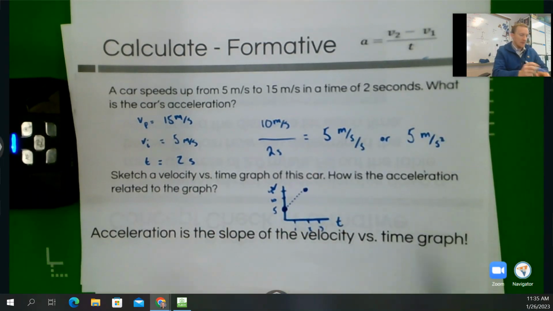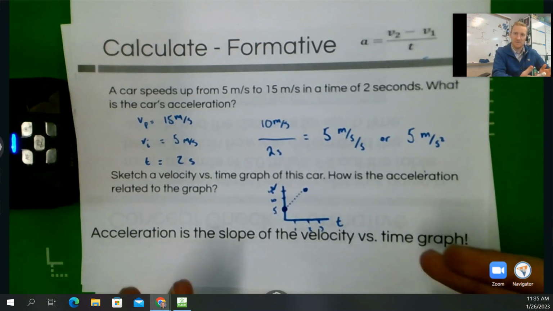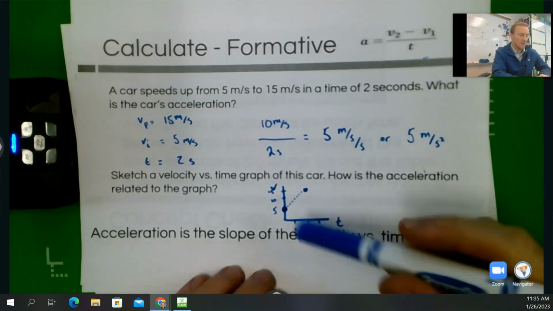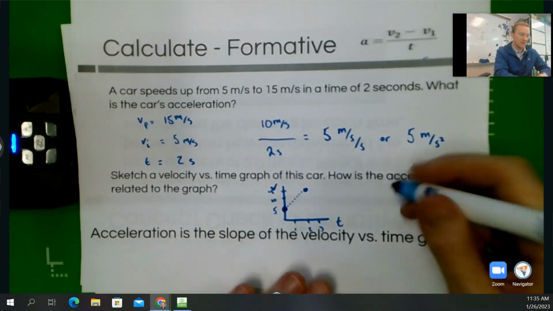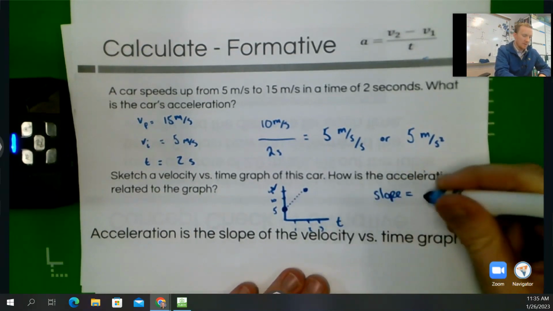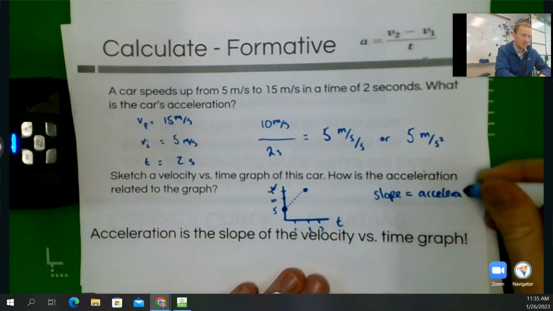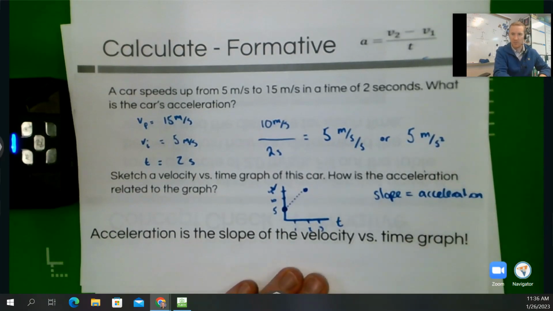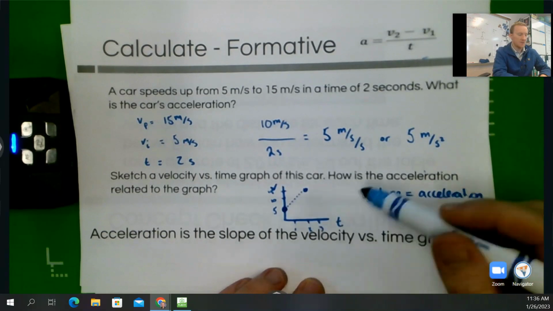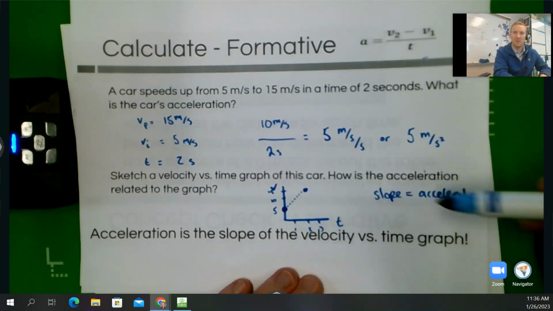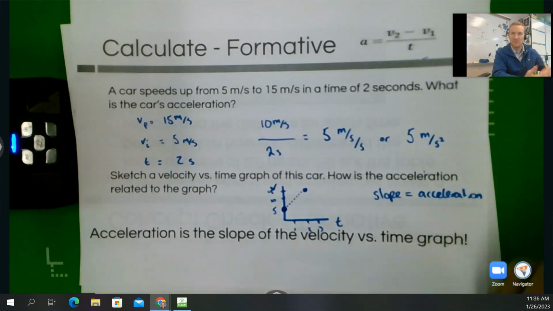Okay, now acceleration related to the graph. If you remember when we were looking at distance time graphs, we said that the slope is equal to the speed, right? The steeper the slope, the faster it's going. Well, in a velocity time graph, the slope is equal to acceleration. Okay, so slope is equal to the acceleration. So remember that slope is rise over run. Well, our rise is velocity, our run is time. So meters per second over seconds, those are the units for acceleration. So when you're looking at a velocity time graph, the slope is equal to the acceleration. Okay, so just something to keep in mind.